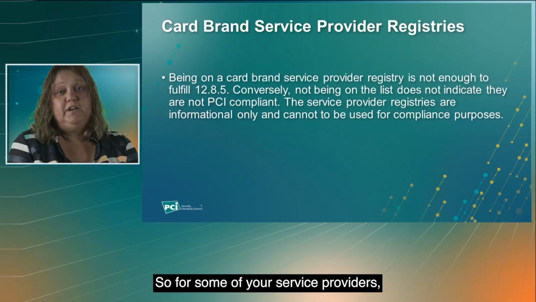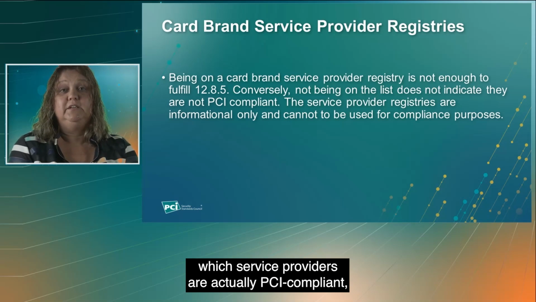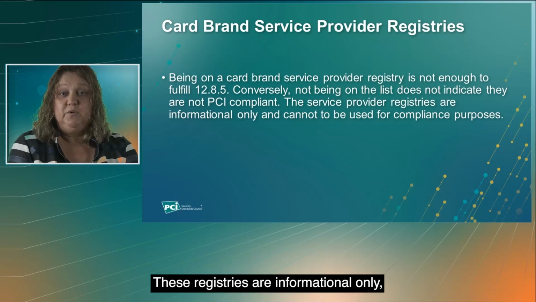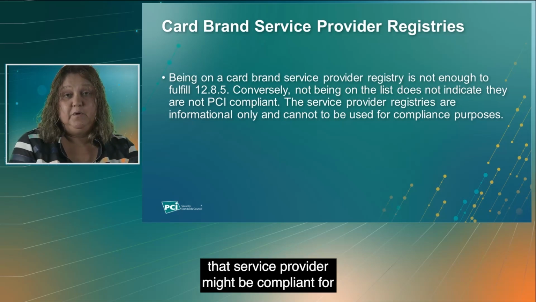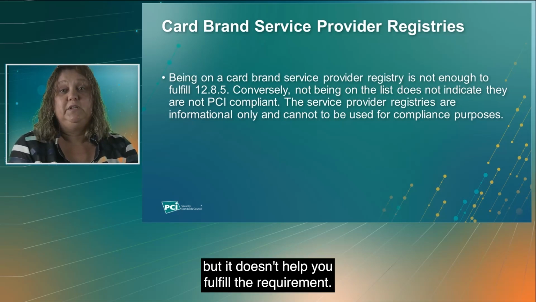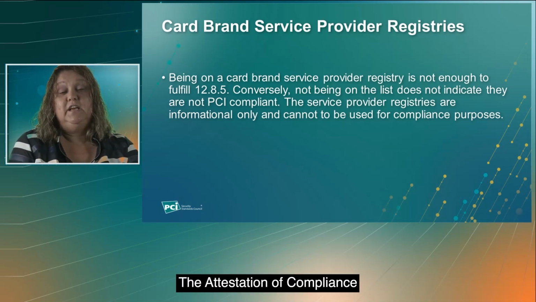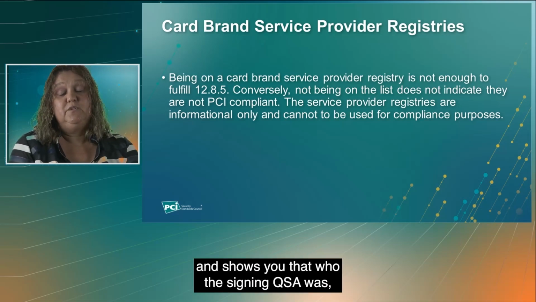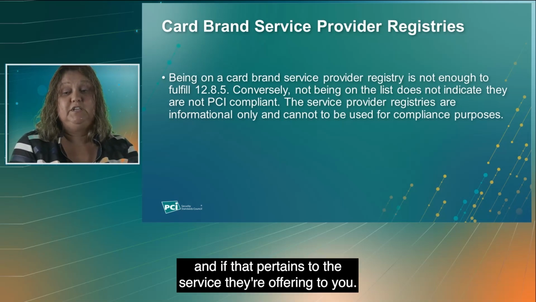So for some of your service providers, the card brands actually have a registry of service providers. These lists are fantastic for knowing which service providers are actually PCI compliant, but that doesn't actually fulfill 12.8.5. These registries are informational only, and they give an idea of what types of services that service provider might be compliant for, but it doesn't help you fulfill the requirement. The only way to fulfill that requirement is to get the service provider's AOC. The attestation of compliance comes with the report of compliance and shows you who the signing QSA was, what services were actually deemed compliant, and if that pertains to the service they're offering to you.